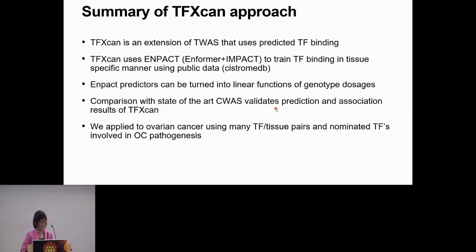So in summary, the TF-scan approach, transcription factor binding prediction, is an extension of TWAS that uses predicted transcription factor binding. We use EPACT, which is Enformer plus IMPACT, to train transcription factor binding in tissues in a tissue-specific manner using just public data. These EPACT predictors can be turned into linear functions of SNPs, and they work pretty well. And comparison with the state-of-the-art CWAS is validating our predictions and the association results that we are finding. Now applied to ovarian cancer using many transcription factor tissue pairs, we nominated transcription factors involved in ovarian cancer pathogenesis.